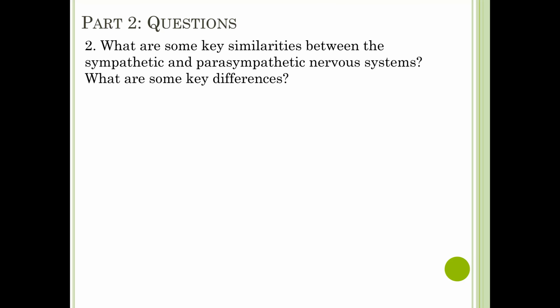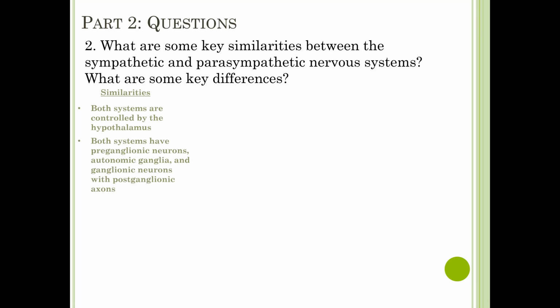Number 2, what are some key similarities between the sympathetic and parasympathetic nervous systems? What are some key differences? So let's start with the similarities. Both systems are controlled by the hypothalamus. So control over both systems starts with the autonomic control centers within the hypothalamus.